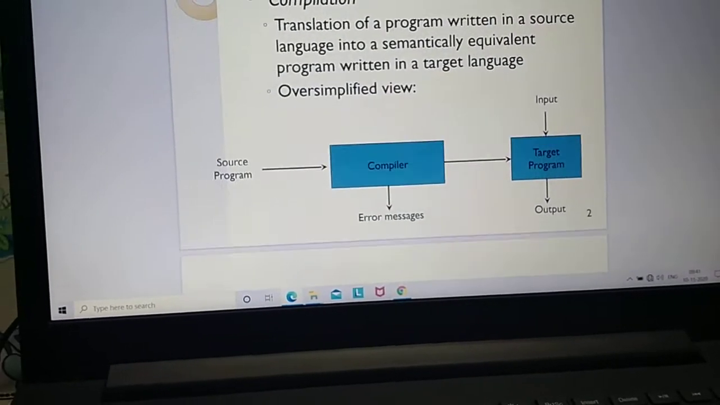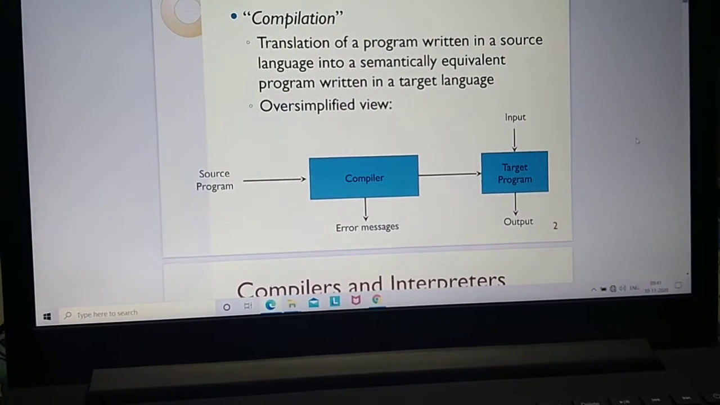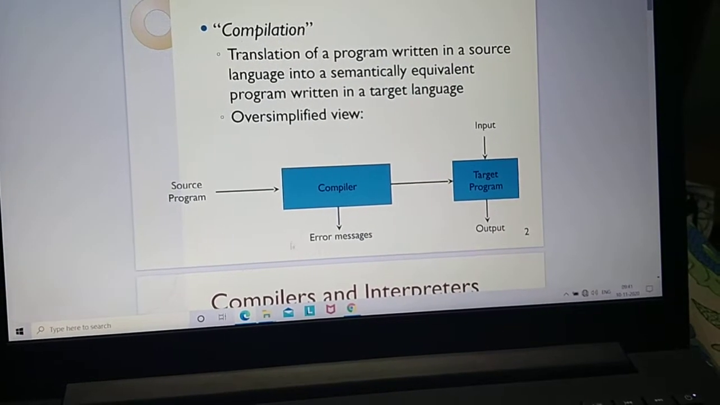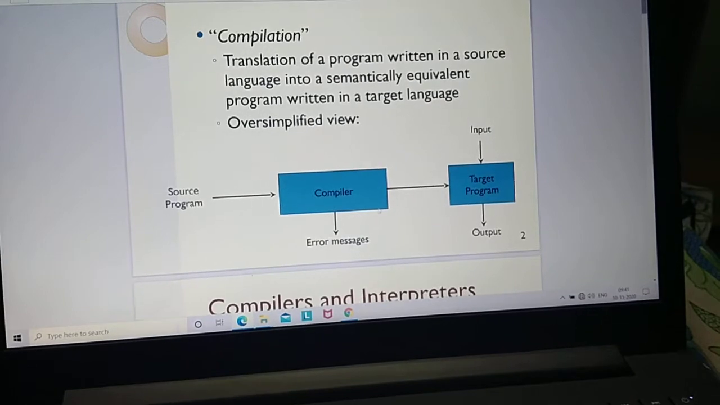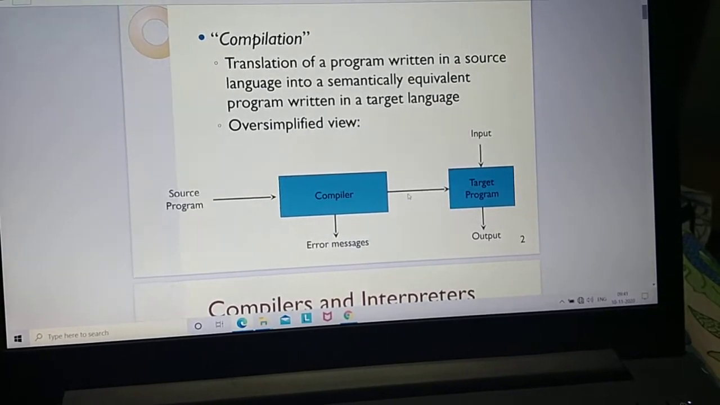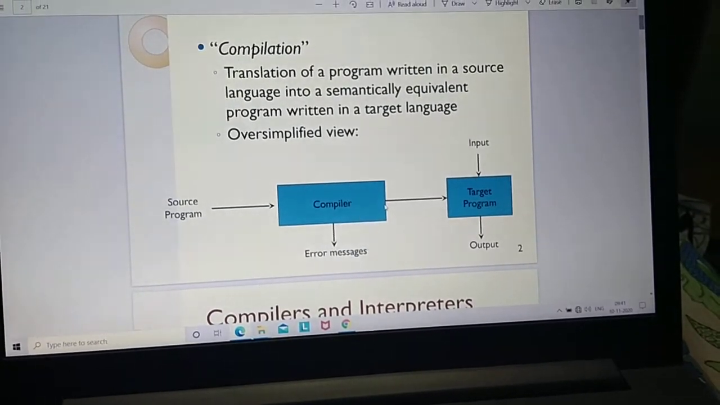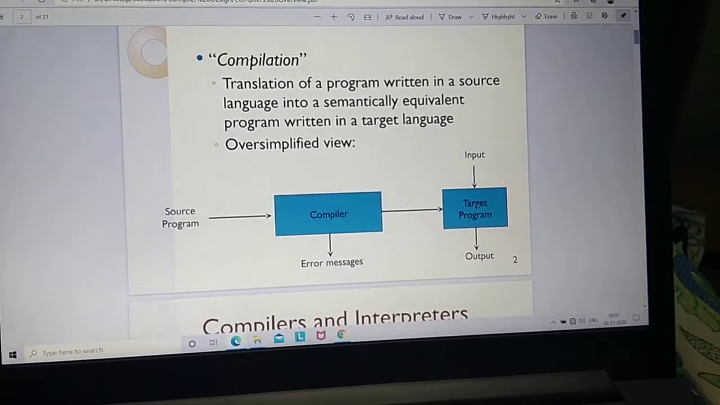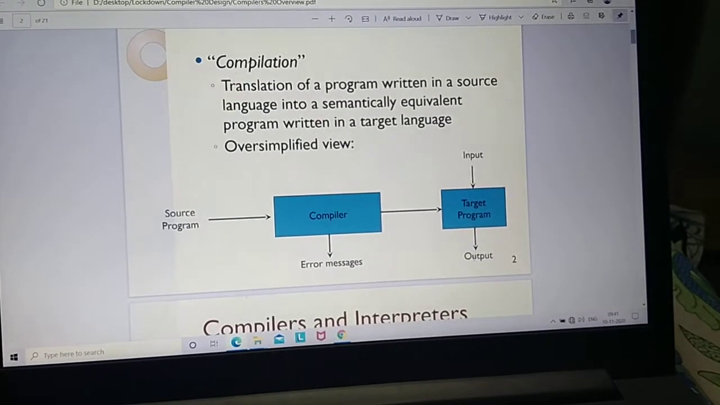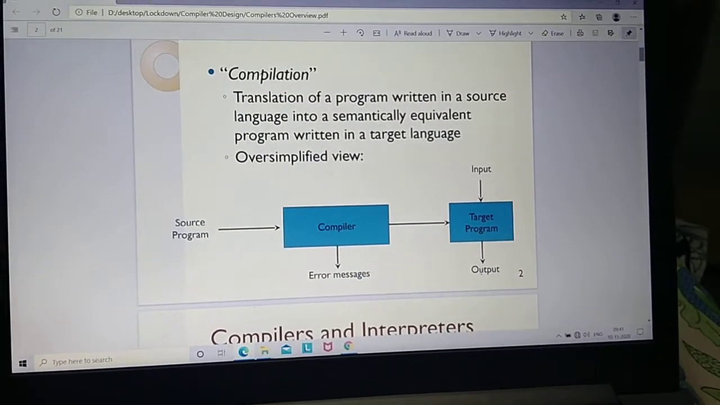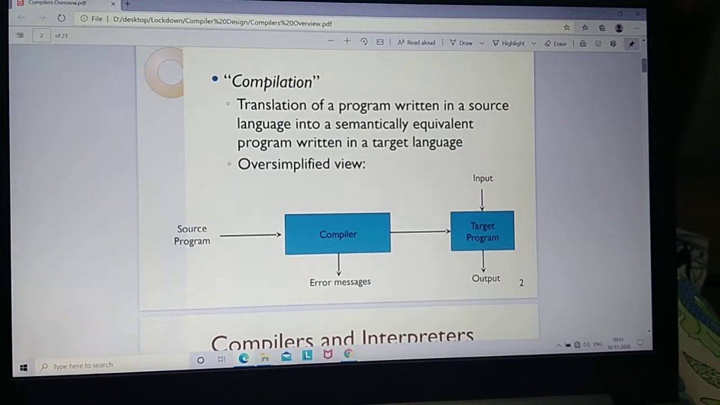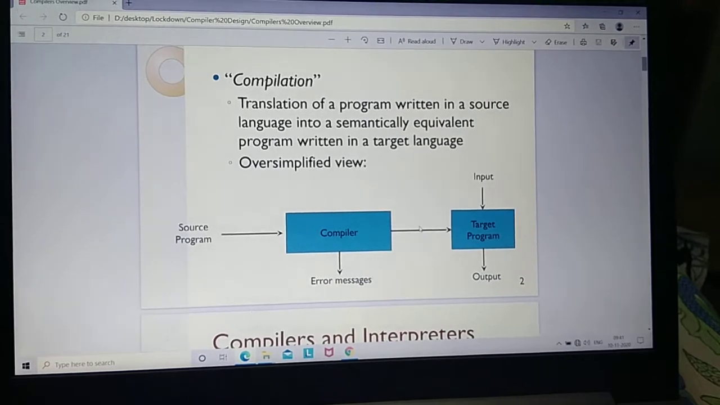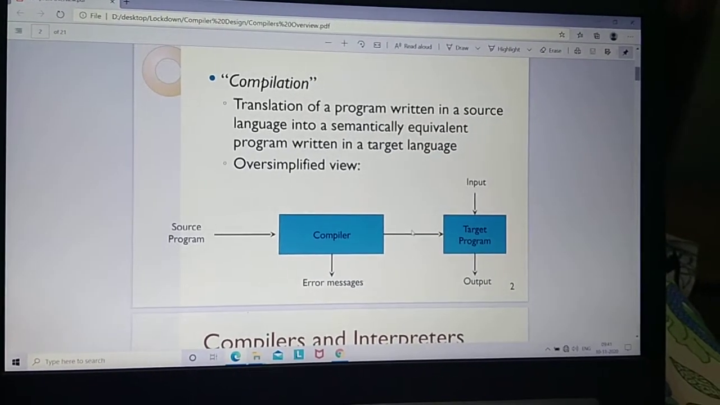This is the block diagram of a compiler. The compiler takes the source program. If there is any error in the source program, it generates error messages, and if the program is error free, it generates the target program. The target program takes the input and generates the desired output. So compilation is the translation of a program written in a source language into a semantically equivalent program written in a target language.